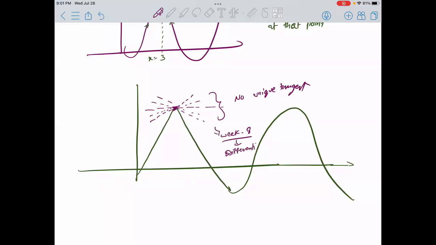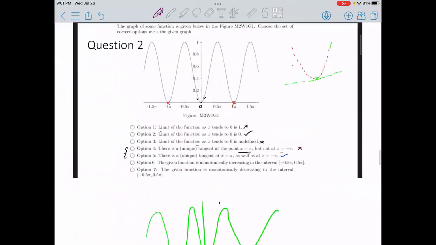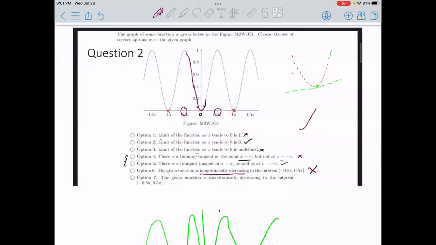Okay, clear till now? Yes, sir. And then coming to the question, we'll see option 6. The given function is monotonically increasing in the interval minus 0.552 to 0.552 plus 0.5. Look at this. Monotonically increasing means continuously increasing in that interval. Look, it is decreasing and then increasing. So it is wrong.